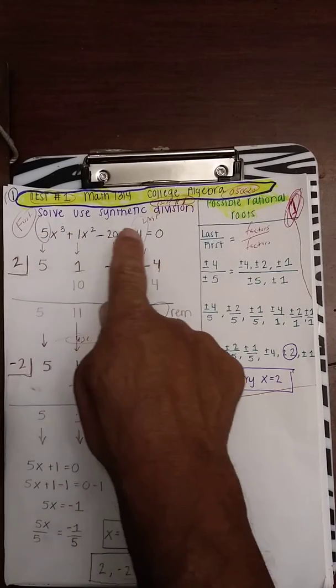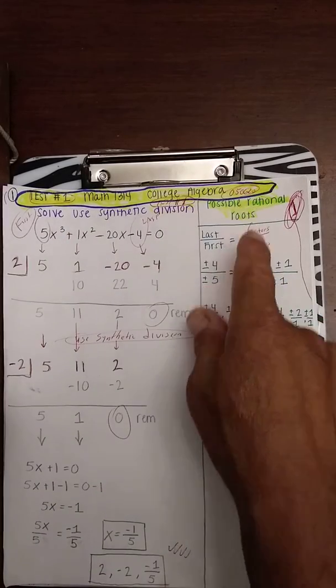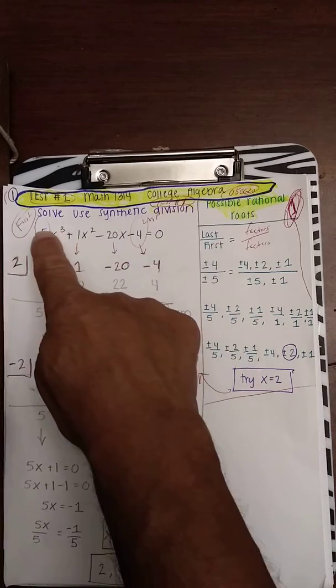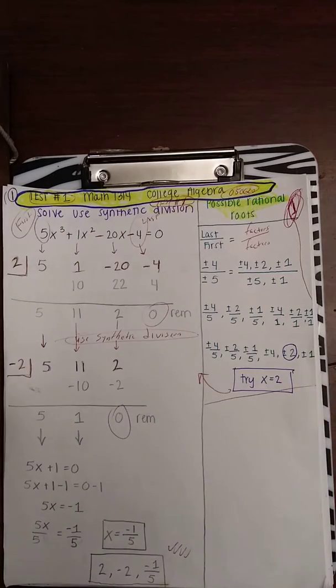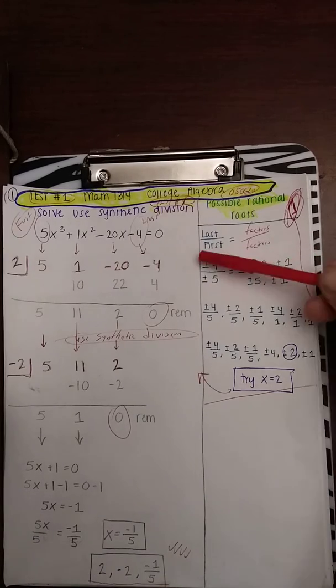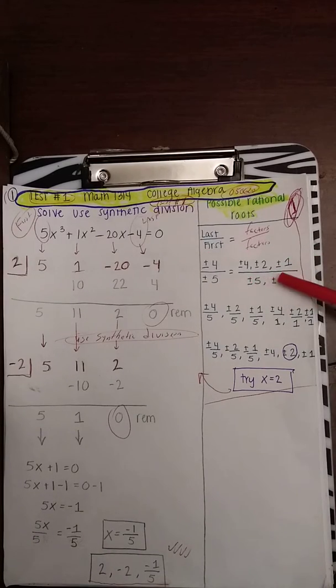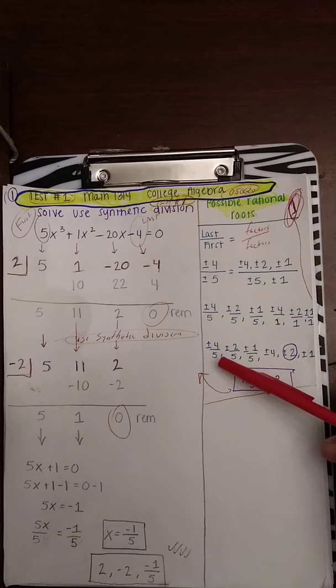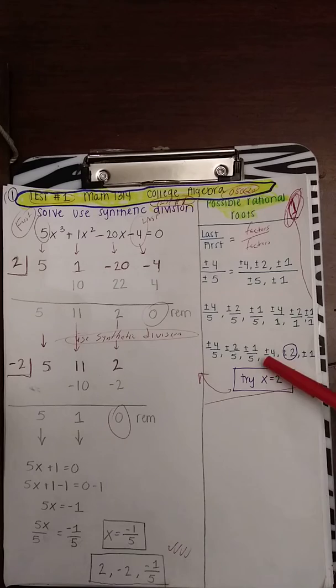Now, to find the possible rational roots, divide the last by the first, and take all the factors of each. What does that mean? That means we have plus or minus 4, plus or minus 2, plus or minus 1, over plus or minus 5, plus or minus 1. Put all these combinations, so we end up with 4/5, 2/5, 1/5, 4, 2, 1.